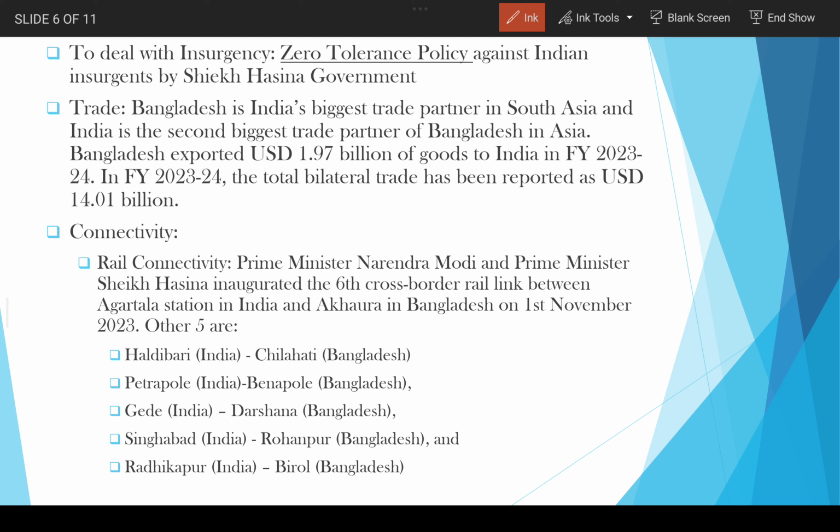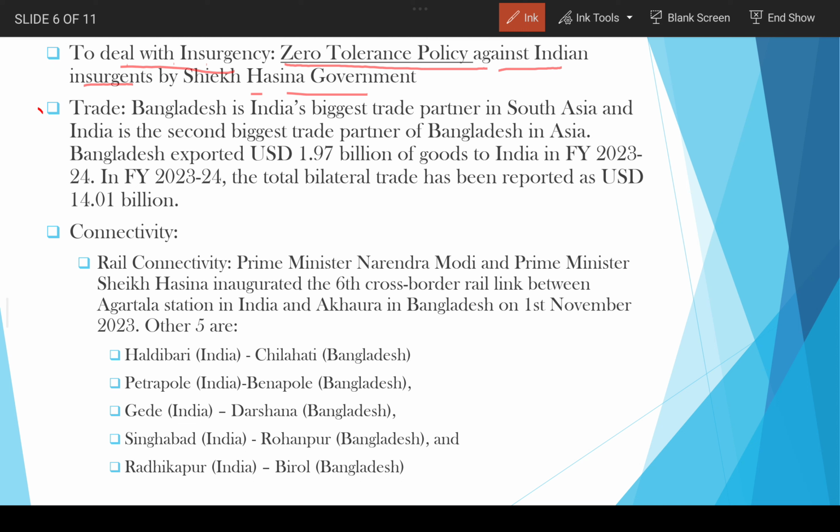Okay, so we were talking about security and border management, and when it comes to border management, there's this problem of insurgency between India and Bangladesh. I have already told you that the Sheikh Hasina government has adopted a zero tolerance policy against Indian insurgents. Okay, and this has helped improve the situation of insurgency in the Northeast a lot.